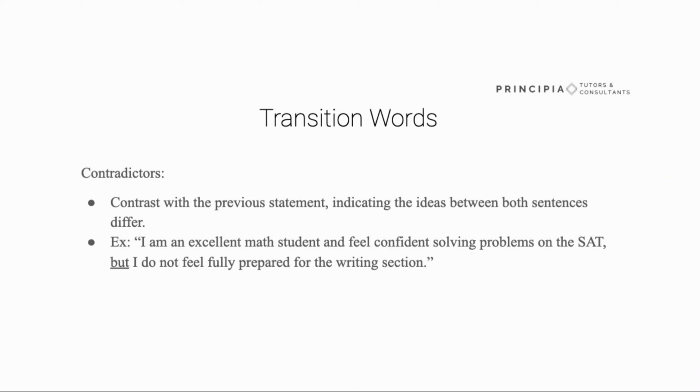Next, let's discuss contradictors. Contradictors contrast with the previous statement and tell us that both ideas will be different. Our example says, I am an excellent math student and feel confident solving problems on the SAT, but I do not feel fully prepared for the writing section. The word but tells us that both ideas will be different. The first statement indicates confidence with the SAT. And the second says the student doesn't feel fully prepared, so the ideas are slightly different.